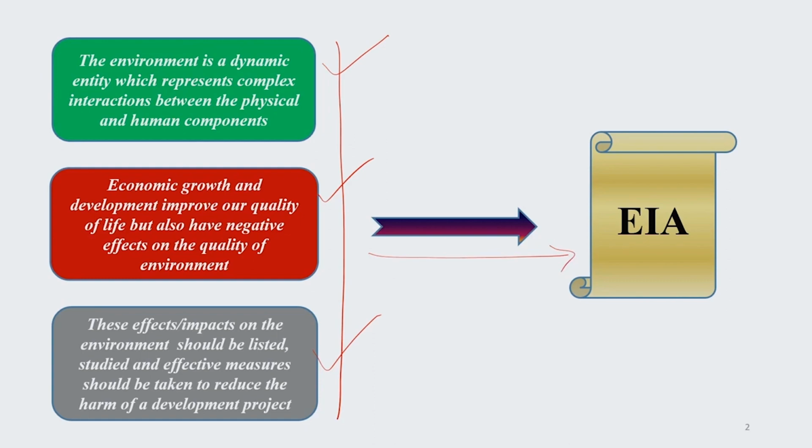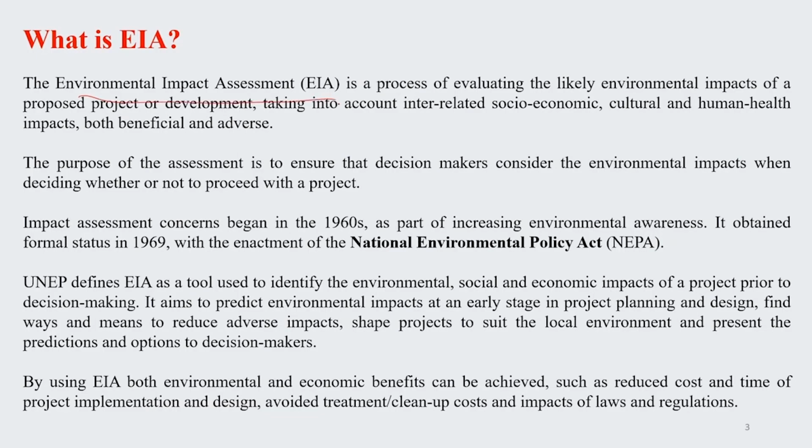EIA is a process of evaluating the likely impacts on the environment by different project and development activities, and it also takes into account the interrelated socio-economic, cultural, human health impacts and various other interactions, which in a way impact the environment. The purpose of this assessment is to ensure that decision makers consider the environmental impacts whenever they decide whether or not to go ahead with a project.